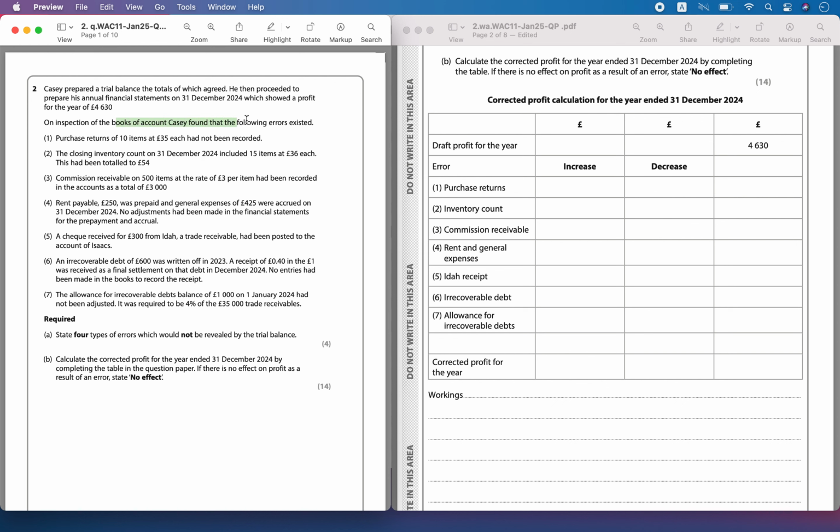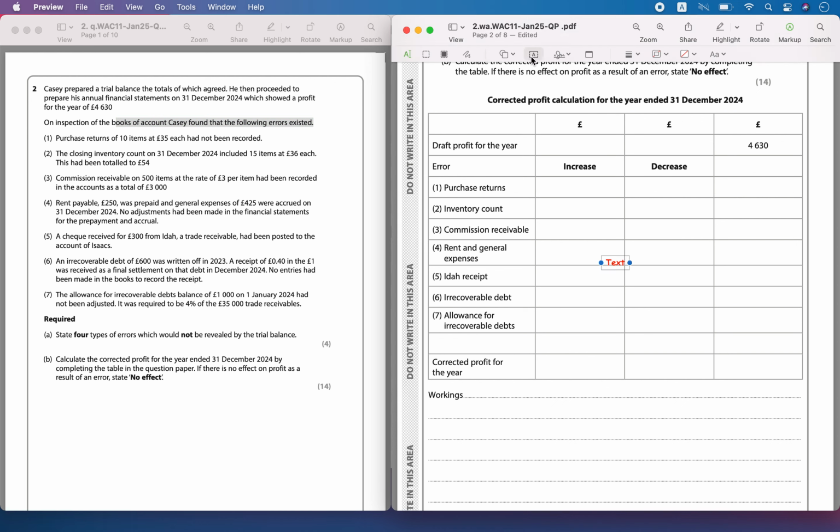On inspection of the books, KC found that some errors existed. So we are supposed to correct those errors and calculate the corrected profit. Purchase returns of 10 items at 350 each had not been recorded. The purchase returns are going to increase the profit. Purchase returns increase profit by 350 pounds.